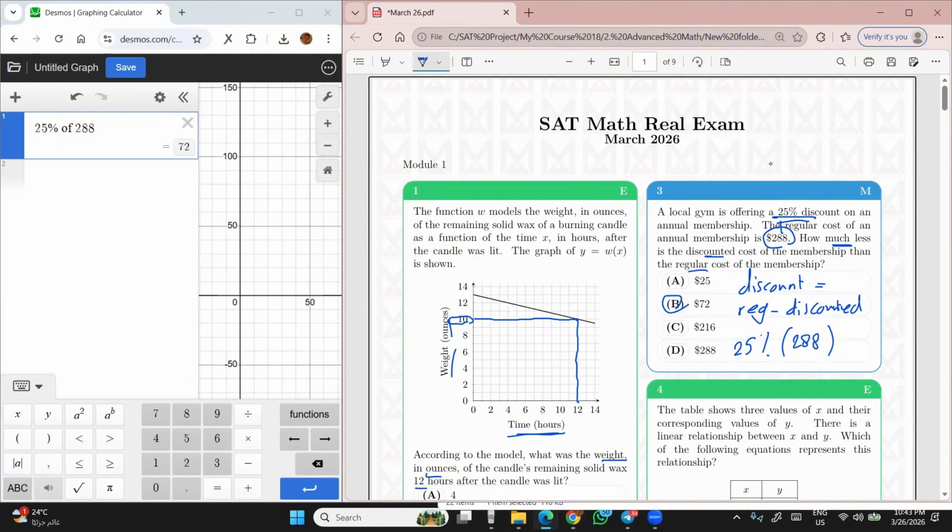For example, if the regular price was 100 and the discount was 10%, you will pay only 90. How much less? It's only 10. So 100 minus 90 is equal to 10, which is the same as the 10% given in the question.